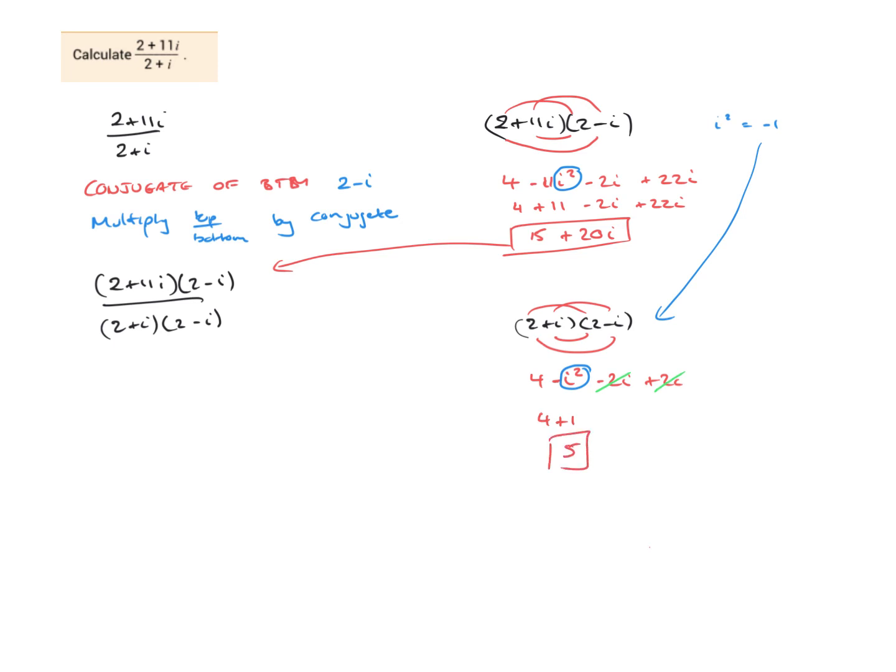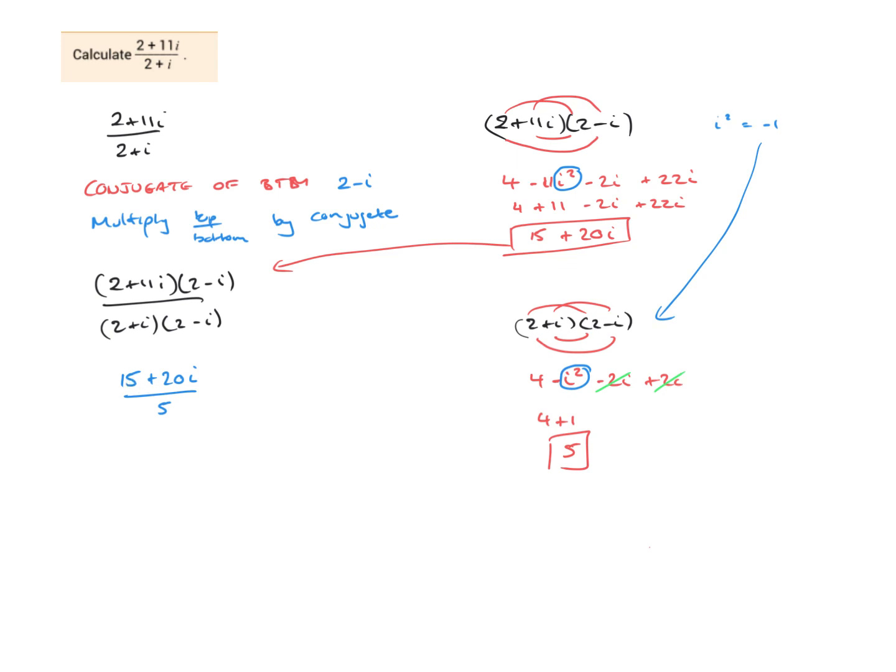And that's brilliant, because now we've reduced it to the problem that we had on the first slide. So we can now say that this is equal to 15 plus 20i all over 5. Aha! Is there any common factor in here now? We can see that we now have just a real number on the bottom. We've got rid of the complex number. And you can see here 15, 20 and 5 have a common factor of 5. So I'm going to divide everything by 5.